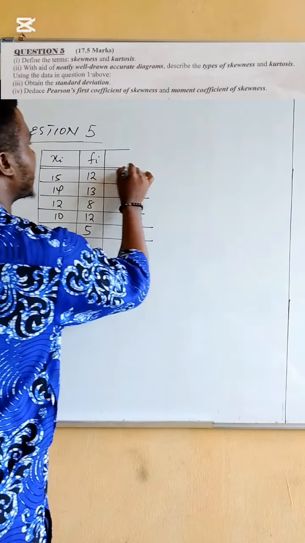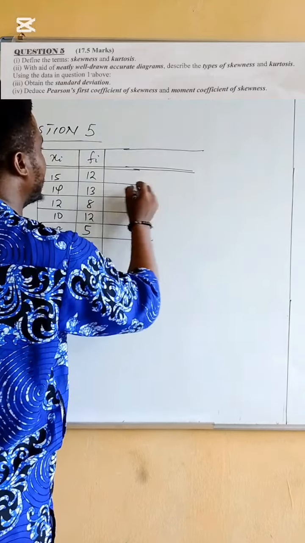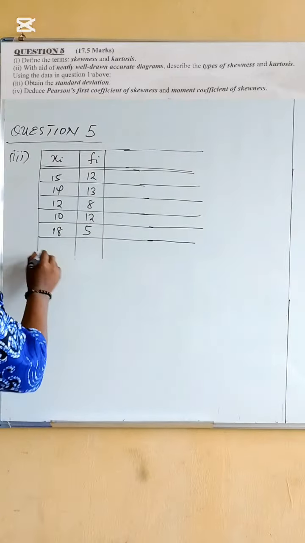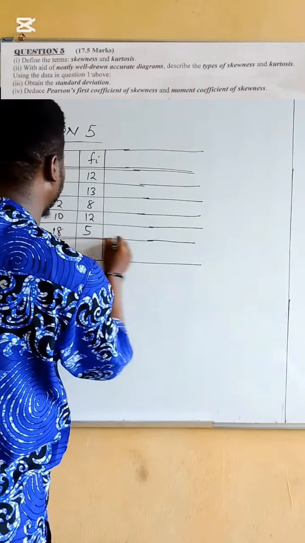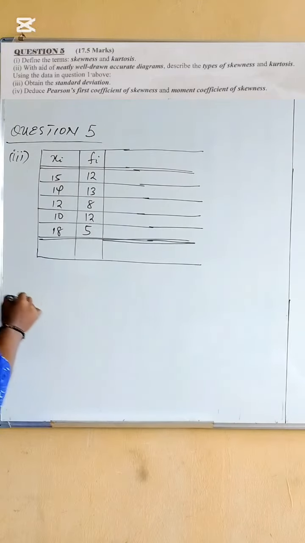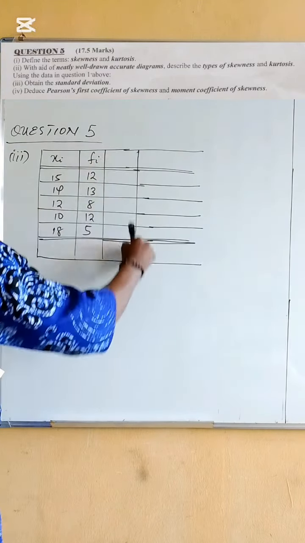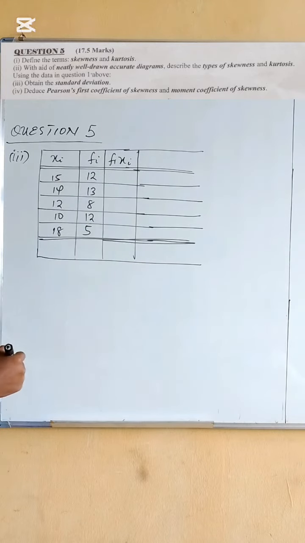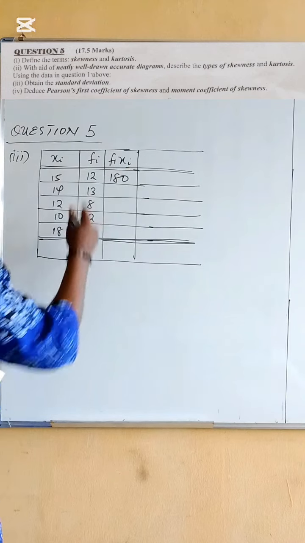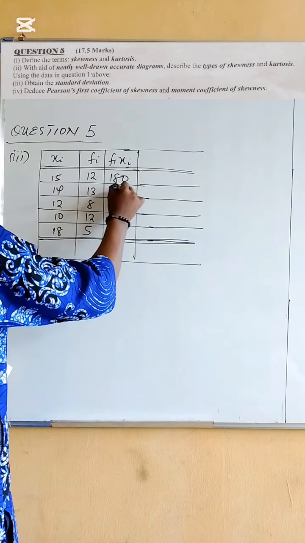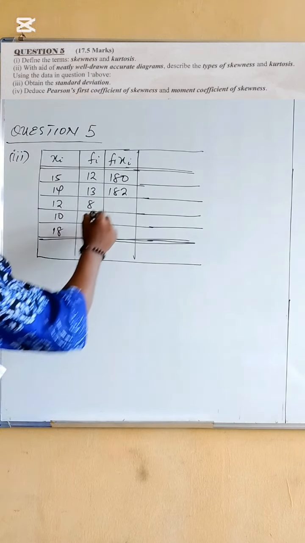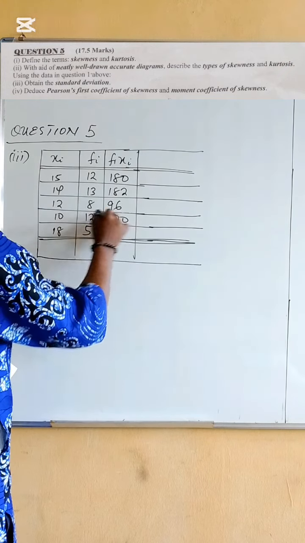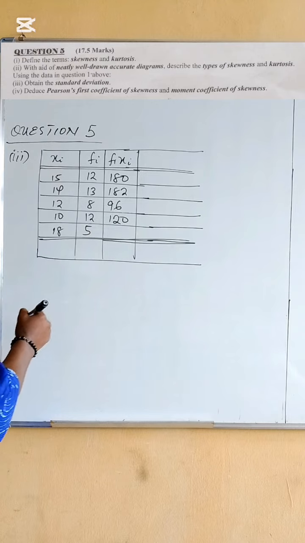Now, the next thing I'm going to do will be to get the mean. For you to compute the standard deviation, we'll be needing the mean, okay? Since I'll be using this formula, I'll write below. So let's compute the mean. The mean is fixi. So 15 times 12 will give us what? 180. 14 times 13 will give us what? 182. 12 times 8 will give us what? 96. 10 times 12 will give us 120. 18 times 5 will give us what?